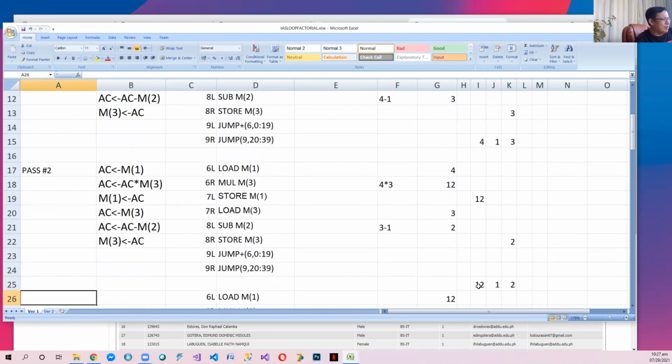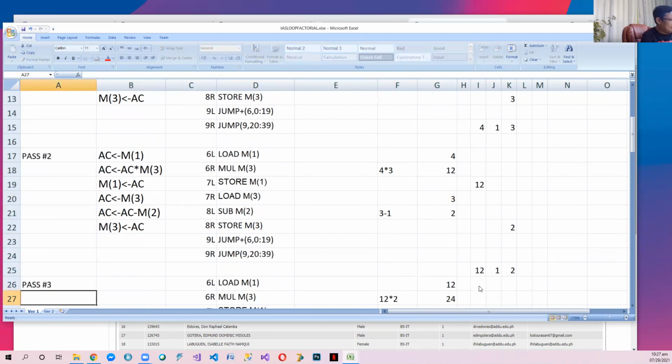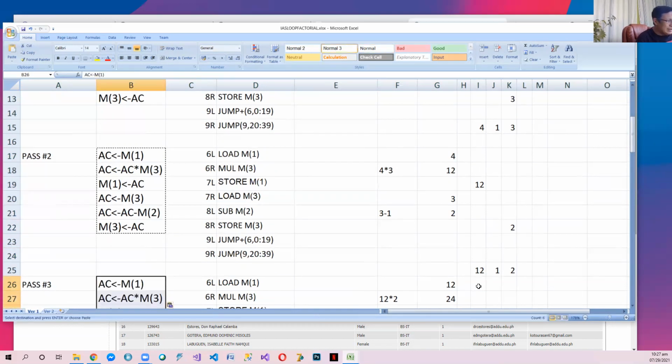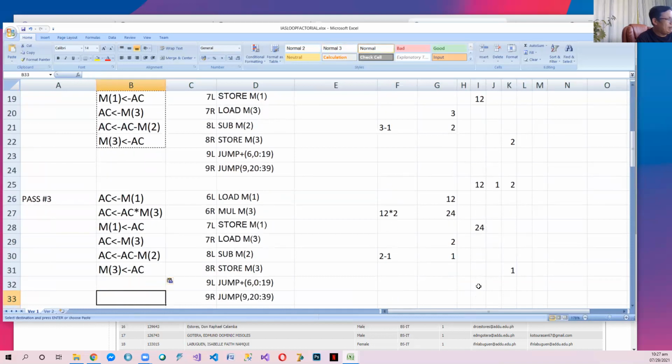So this is now pass number 3. Okay. This is the third pass. We'll just copy this because this is the same story. And we'll find out that later we will have a problem at the end.